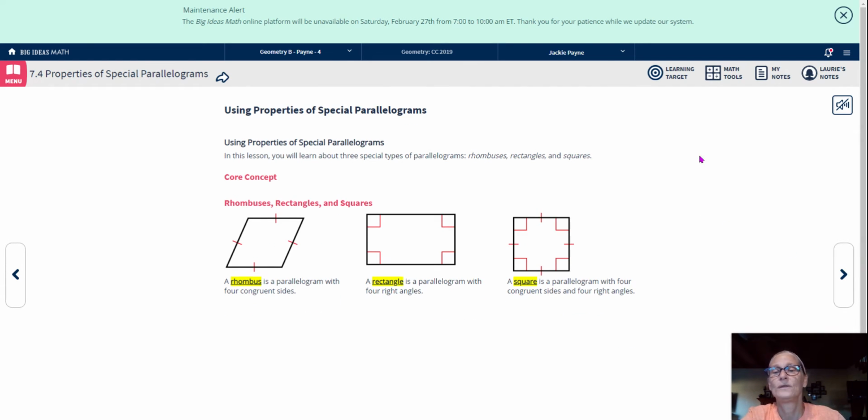We're going to start with the core concepts of rhombuses, rectangles, and squares. So again, definition. A rhombus is a parallelogram with 4 congruent sides. I like to think of it as a squished square because they're all the same. A rectangle is a parallelogram with 4 right angles. 1, 2, 3, 4. And then a square is a parallelogram with 4 congruent sides and 4 right angles. So it's this and this that is the special case, sort of like equilateral and equiangular. That's why that makes this a regular convex polygon.